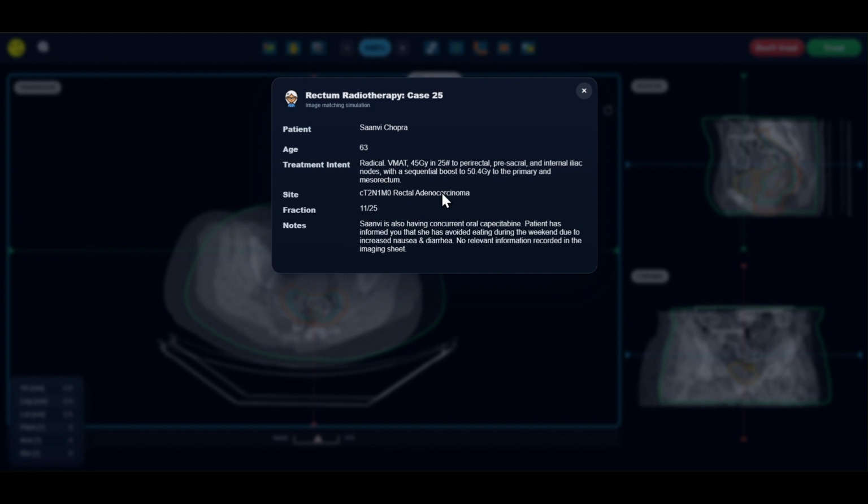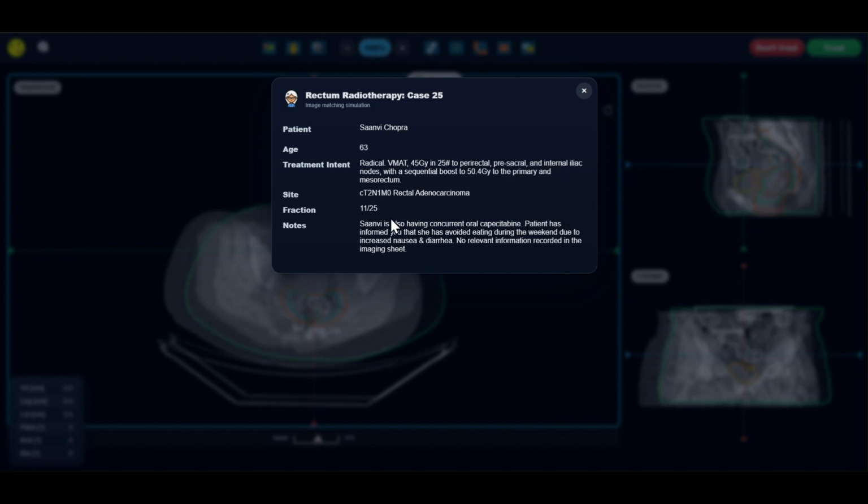So the plan includes perirectal, presacral, and internal iliac nodes, which I'll dive into later on as we are image matching. Okay, and the patient is also having a sequential boost to 50.4 grays to the primary tumor and the mesorectum. A sequential boost means that after the initial wider treatment volume receives its prescribed dose, an additional dose is delivered to a smaller high-risk area. In this case, that smaller higher dose area includes the primary tumor and the mesorectum. So when we are image matching, we need to be aware of that, okay?